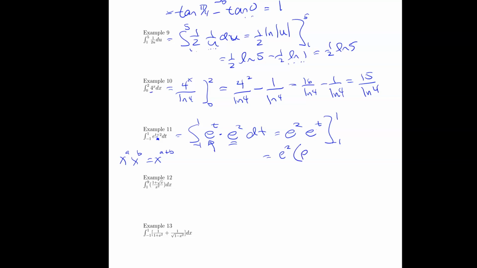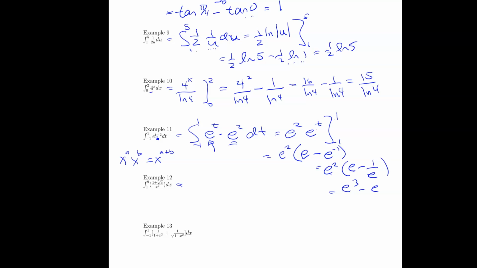So plug in the 1, so you get e to the 1. Subtract, plug in the negative 1, e to the negative 1. So this is the same thing as saying e minus 1 over e, right? And if I wanted to multiply this in, this here would give me e cubed, and then this here would give me a minus an e.